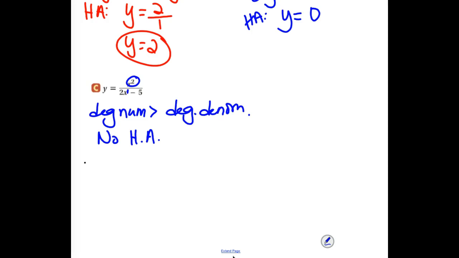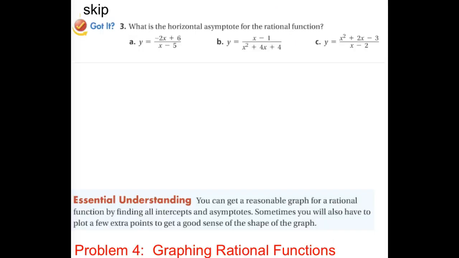All right, so you guys know how to find x and y intercepts. You know how to find vertical asymptotes and holes. And you know how to find horizontal asymptotes. Those are the key features that we will be using to figure out our graphs. All right, talk at your tables. I just want you to go through A, B, and C here and decide, is there a horizontal asymptote? And if so, what is it?